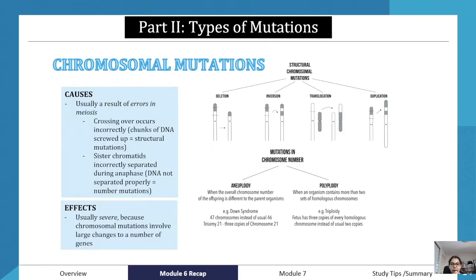Okay, let's have a look now at chromosomal mutations. Chromosomal mutations usually occur as a result of errors that happen during meiosis and crossing over. That could be because crossing over occurs incorrectly. So there can be chunks of DNA that were screwed up, and that can cause structural mutations to happen. We can also see sister chromatids being incorrectly separated. So during anaphase, when the chromosomes are supposed to separate, the DNA may not be separated properly, which can then again cause a number of mutations as well.